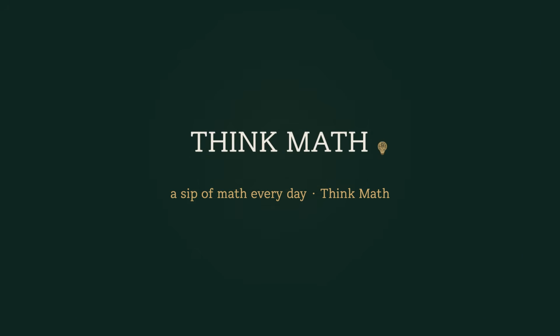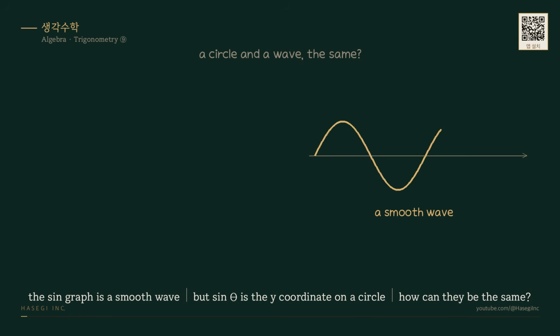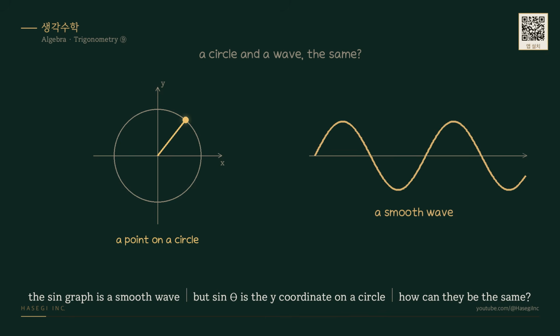Think math. A sine graph is a smooth, rolling wave. But the sine function gave us the coordinate of a point on a circle. A round circle and a rolling wave. They look nothing alike. How can these two be the same thing?